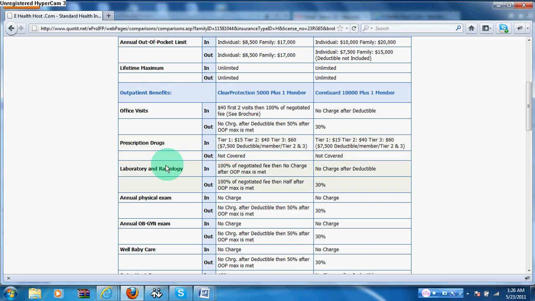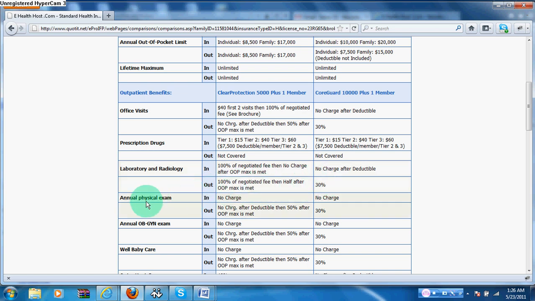Alright. Laboratory and radiology, what that is, blood tests and your x-rays. 100% of the negotiated fee, then no charge after the out-of-pocket maximum is met. So as you know, once you meet this annual out-of-pocket maximum, you pay zero for everything. You don't pay anything. Okay. Your medical bills will be 100% paid for by the insurance company. Alright. Out-of-network coverage, same thing. Okay, you guys kind of understand this here.